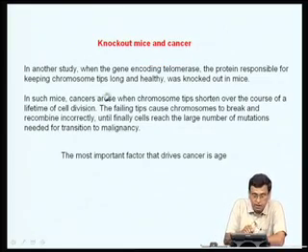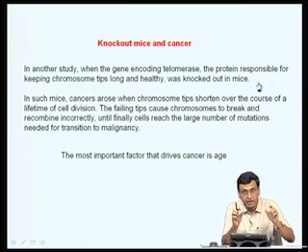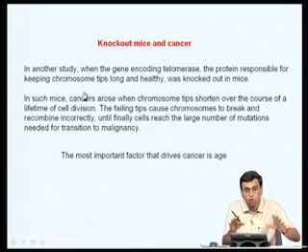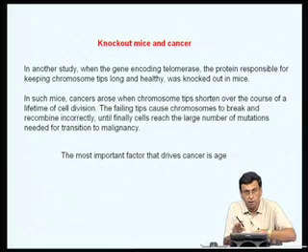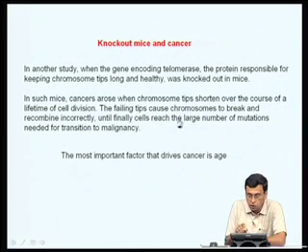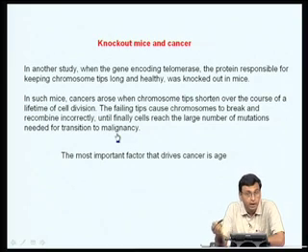Similarly, in another study, the gene encoding telomerase was examined. Telomerase is a protein responsible for maintaining the tips of the chromosomes, and as long as telomerase is there, the chromosomes replicate normally and the tips replicate. But if you knock out telomerase, the ends of the chromosomes cannot replicate anymore, and in such mice cancers arose when chromosome tips shortened over the course of a lifetime of cell division. The failing tips cause chromosomes to break and recombine incorrectly until finally the cells reach the large number of mutations needed for transition to malignancy.